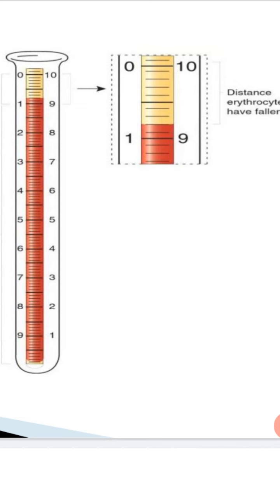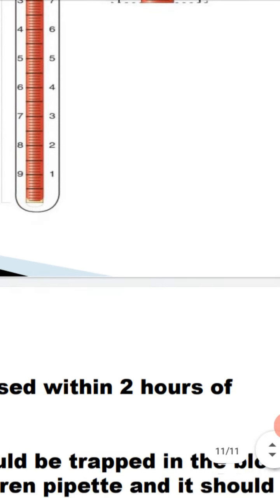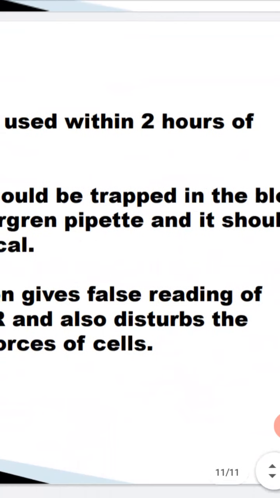So after writing this, we come to the precautions. What precautions we should take in order that a correct reading comes. The blood should be used within 2 hours of collection. No air bubble should be there in the Westergren pipette, and it should be absolutely vertical. If slight inclination is done, then we will get a false reading, and this will accelerate the ESR reading and disturb the sedimentation of RBC.